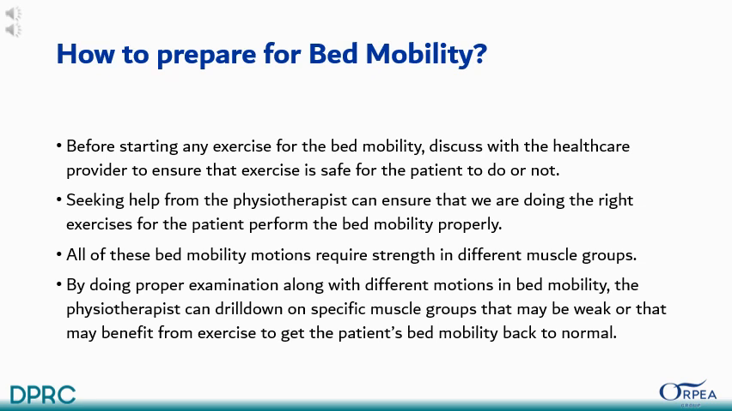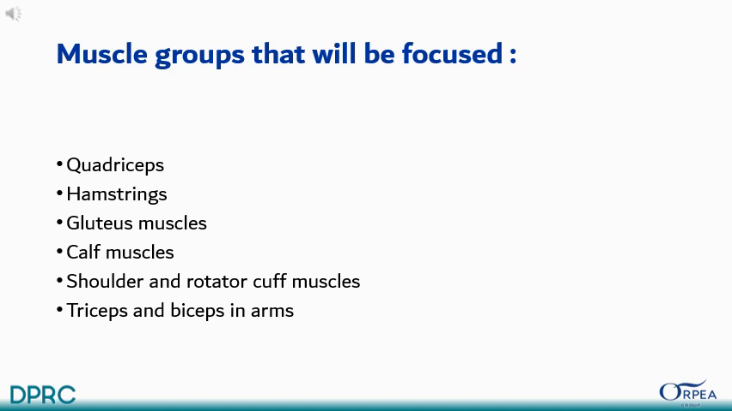By doing a proper examination along with different motions in bed mobility, the physiotherapist can drill down on specific muscle groups that may be weak or that may benefit from exercise to get the patient's bed mobility back to normal. Muscle groups that will be focused on are quadriceps, hamstrings, gluteus muscles, calf muscles, shoulder and rotator cuff muscles, triceps and biceps, and arms.